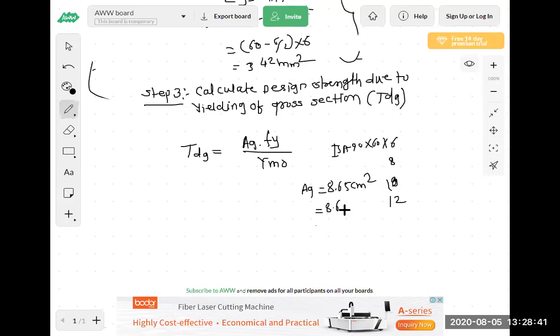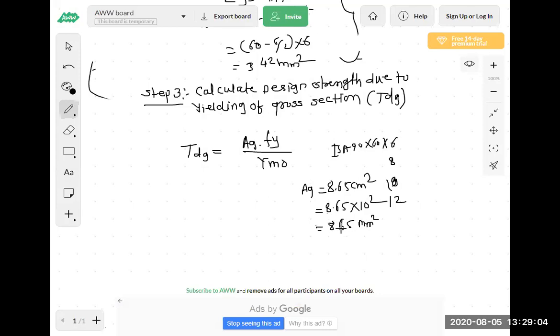Means 8.65 into, we have to convert into mm square. So we have to convert by 10 raised to 2, because 1 centimeter is equal to 10 mm. So centimeter square means 10 square. So 865 mm square. Are you getting it? 865 mm square. So this is the area they have given.